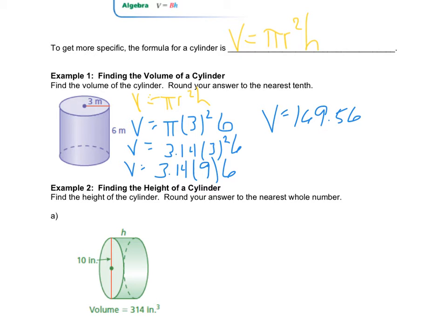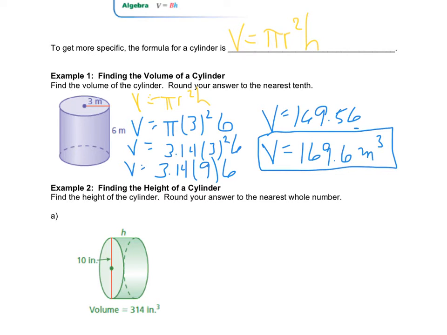So remember, we go to the hundredths column to decide. If the hundredths column is 5 or greater, we round up the number in the tenths. So my answer means that the 5 becomes a 6. And then we always want to make sure that we have a label. In volume, we always use cubic measurements. So in this case, we're dealing with meters to the third, or cubic meters, so 169.6 cubic meters. Moving on to the next one.